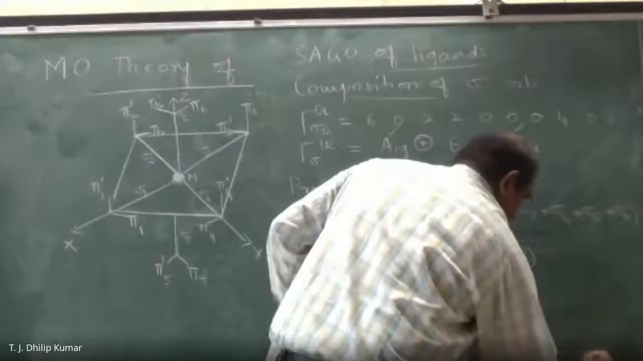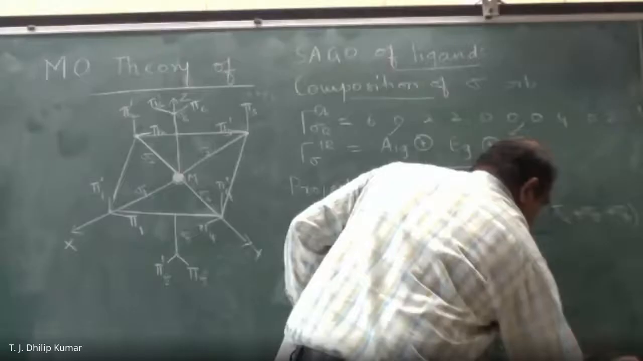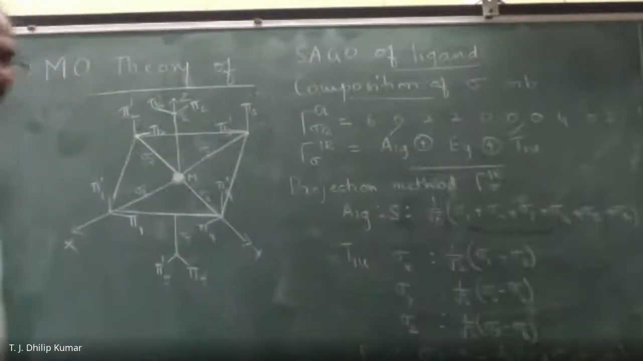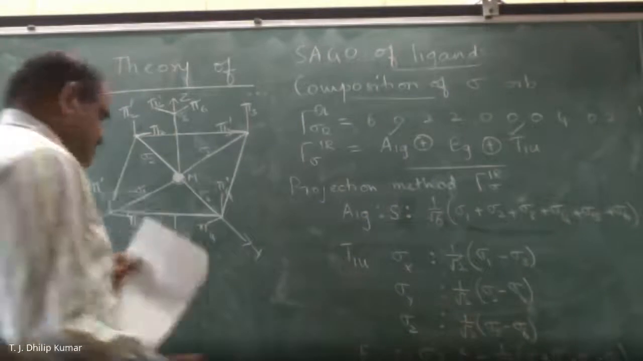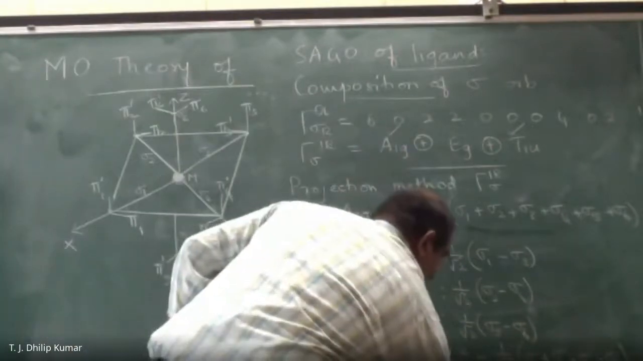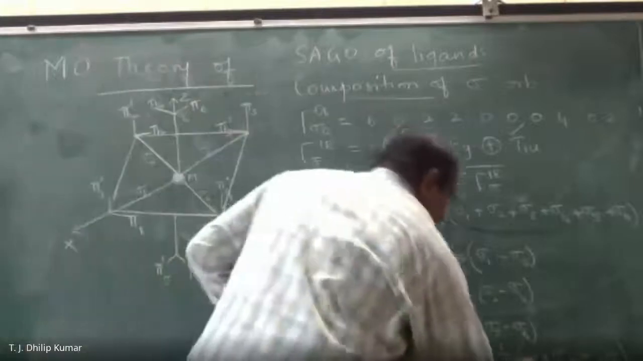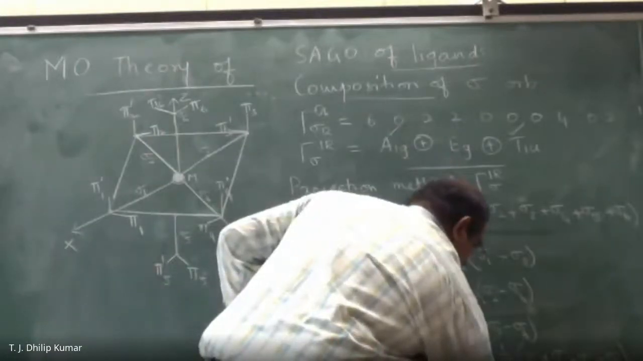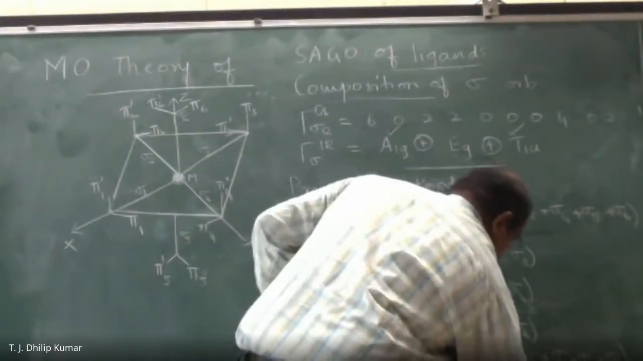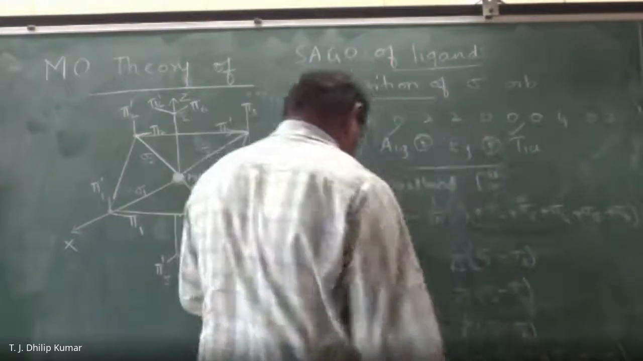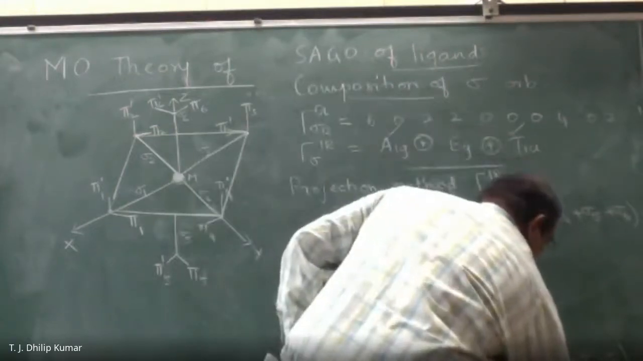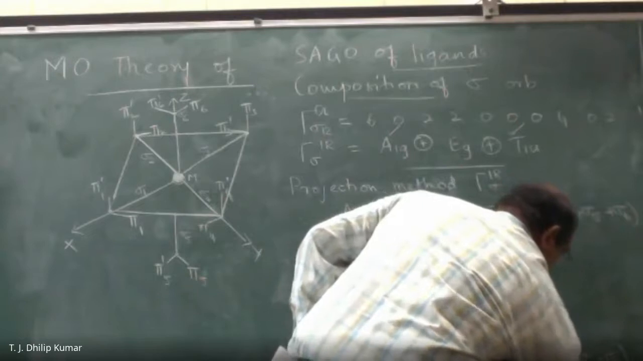So the last line is not visible. Sigma 3, sigma 4. So I'm giving the result, okay? I'm not deriving it completely. Again, this one will be 1 over 2 root 3. It's a long one. I think 2 sigma 5 plus 2 sigma 6 minus sigma 1 minus sigma 2 minus sigma 3 minus sigma 4.